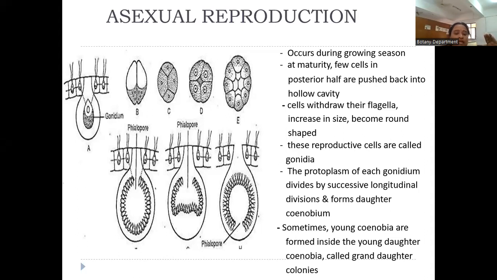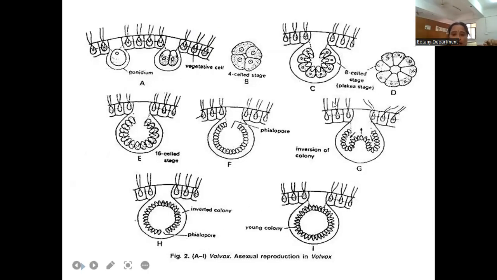Soon after the last division, the phialopore widens and becomes a lobed structure. The lobes fold back, and the whole daughter colony undergoes inversion. This is called the inversion. The equatorial region constricts. See here, this is how the two types form. This is the first gonidia, the first division to form two, four, and eight cell stages. This eight cell stage is called the plakea.